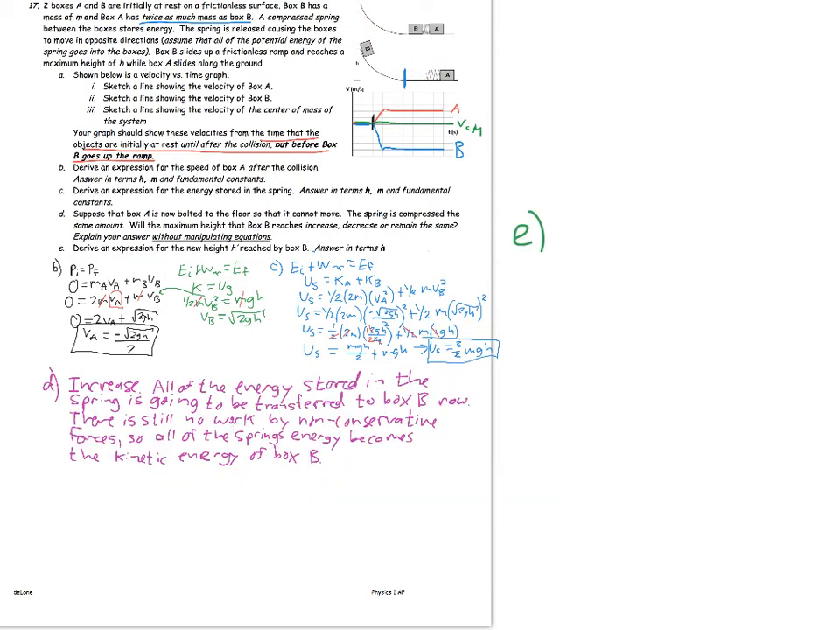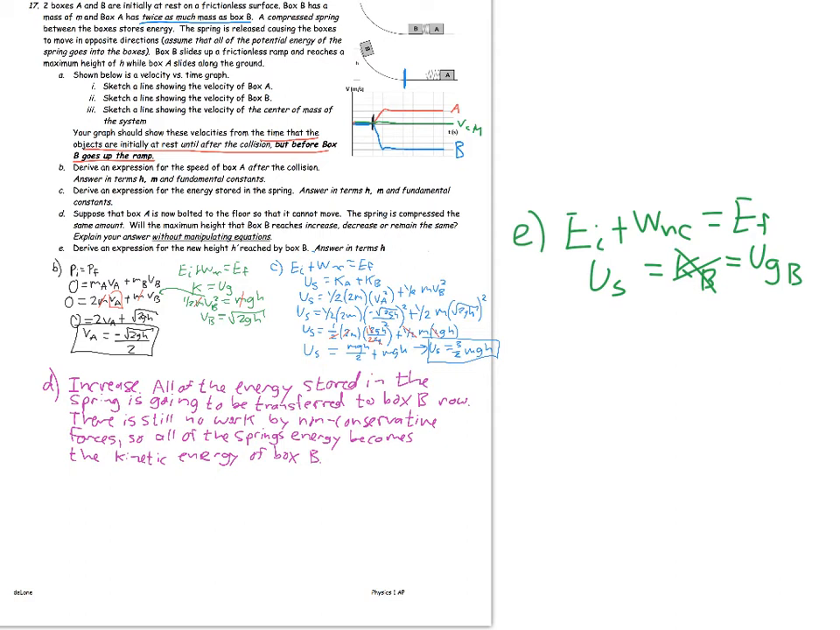For the last part here, we want to know what the new height would be. We're calling that h prime. So I'm going to set up my conservation of energy for the system here. And what changes is we just have the spring potential energy going into the kinetic energy of box B. But that ultimately goes into the potential energy of box B. So I'm just going to skip right to that and ignore that kinetic energy that it has in between.